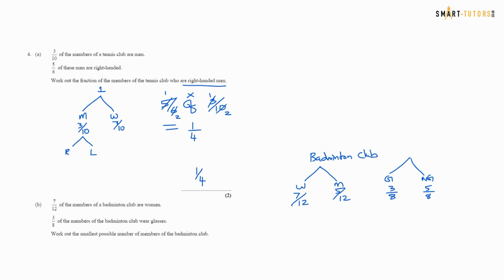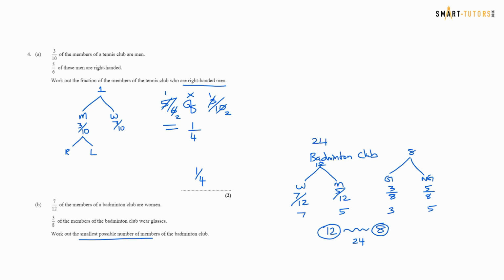Work out the smallest possible number of members of the badminton club. Assume there are 12 people in total, 7 of them are women and 5 of them are men. Assume there are 8 members here, 3 of them wear glasses and 5 of them are not wearing glasses. So 8 is not a possible answer because 8 cannot be divided by 12. The way to do it is to find the lowest common multiple of 12 and 8, which we know is 24. So the badminton club's lowest number is 24.